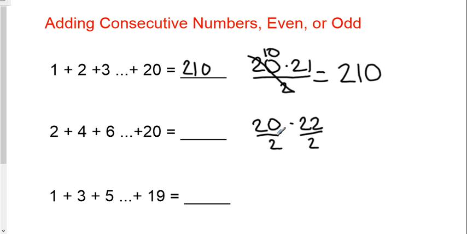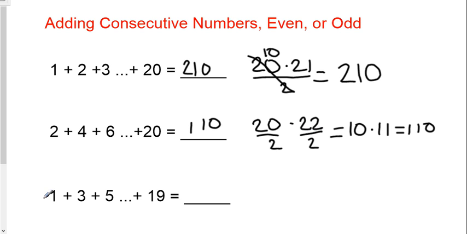Adding just the even numbers would be half as big, so that's why we're dividing both of them by 2. So 20 divided by 2 is 10, and 22 divided by 2 is 11, and 11 times 10 is 110. So the way I like to say this, remember the first one was the last times the next divided by 2. This one is half the last times half the next.